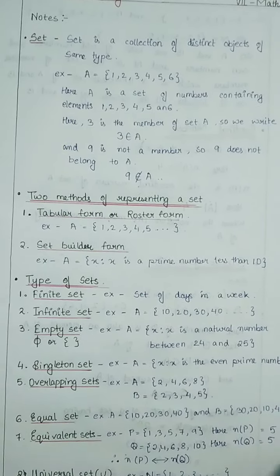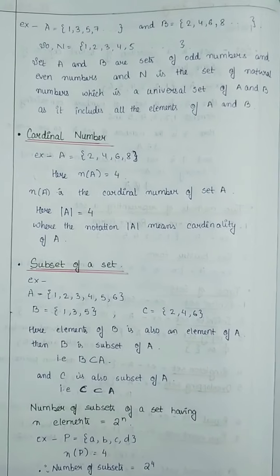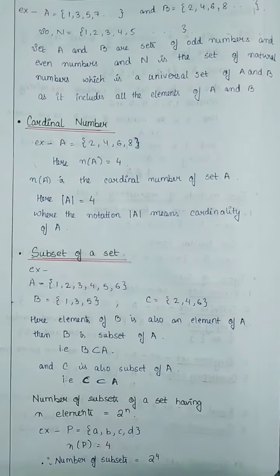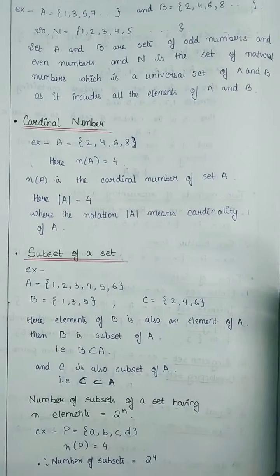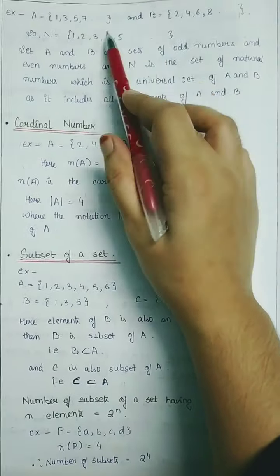Okay, then comes the universal set. That is denoted by U. For example, A = {1, 3, 5, 7, ...} is a set. B = {2, 4, 6, 8, ...} is a set. Now, what about N, the natural numbers? Both sets comprise numbers from 1, 2, 3, 4, 5, 6, 7, 8, and the dots mean continuing.